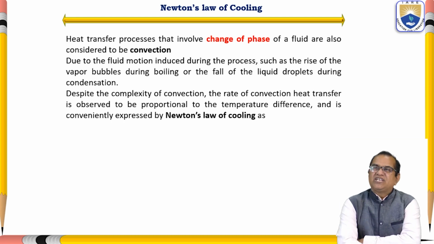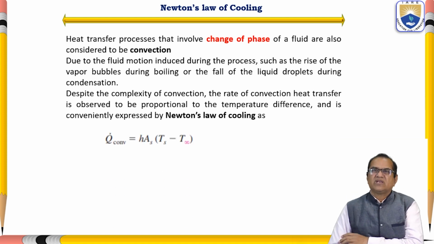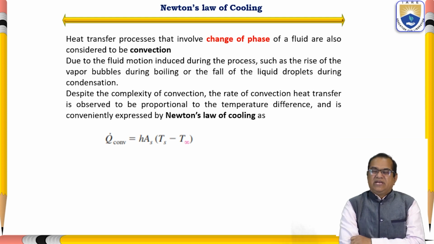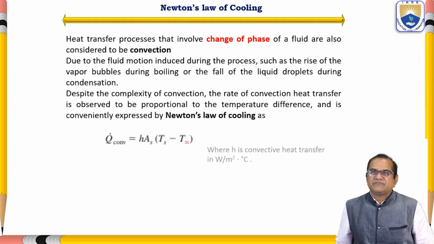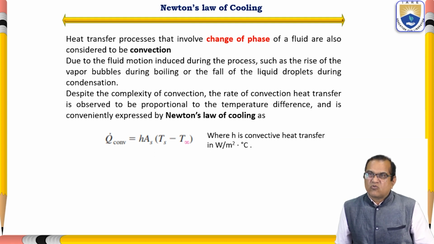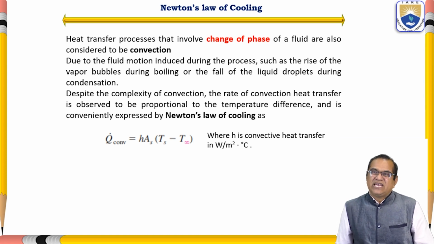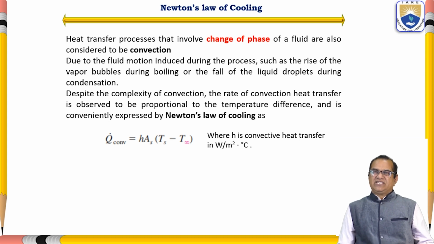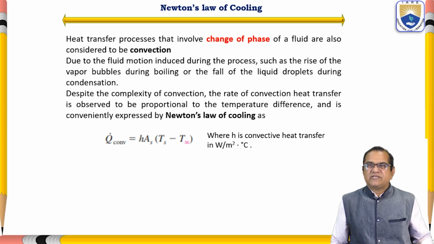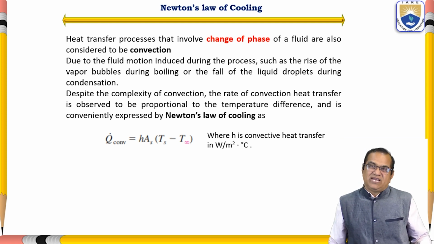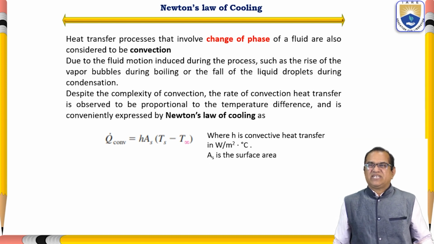So, this law states that Q dot of convection is equal to h A_s (T_s minus T infinity). Here h is the convective heat transfer coefficient. It is in watt per meter square degree centigrade. That is the unit of h. A_s is the area of the surface. T_s is the temperature of the surface, and T infinity is the temperature of the liquid or the fluid which is moving on the surface.